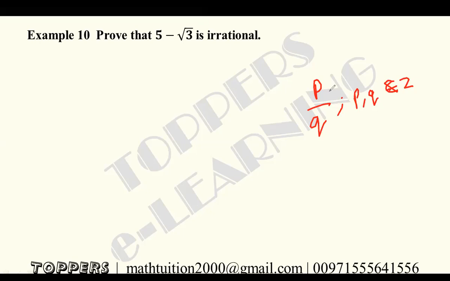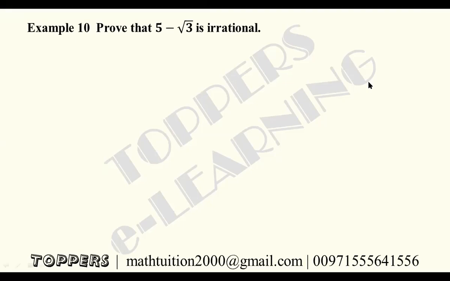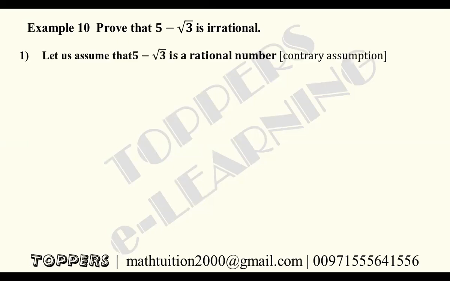Okay, let us do it step by step. First step, what do you have to do? Assume that 5 minus root 3 is rational. By 7 steps, we will solve this problem very easily. First step, let us assume that 5 minus root 3 is a rational number. This is a contrary assumption, a wrong assumption.